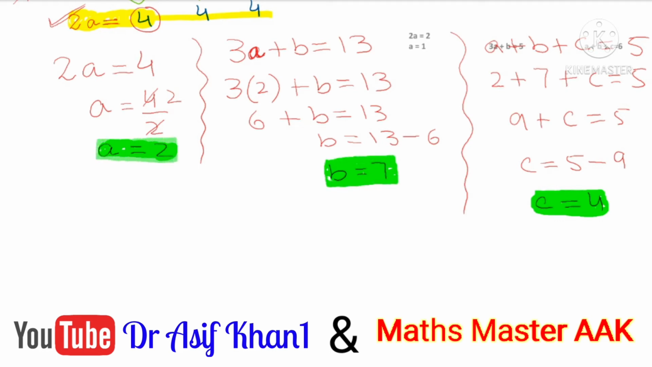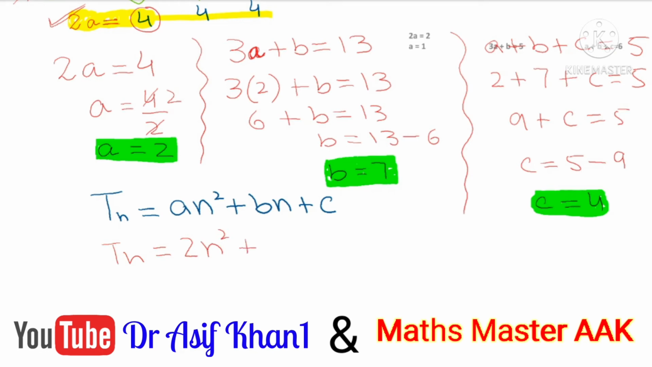Now we will substitute these values in our formula. What was the formula? यहाँ मैं दोबारा लिख देता हूँ. That was Tn, nth term, is equal to an square plus bn plus c. That was the formula. Now we will put the values. A is 2, so in place of A I will write 2. Tn is equal to 2n square, B is 7 so plus 7n, and C is minus 4. So 2n square plus 7n minus 4 is the formula of nth term of this sequence.